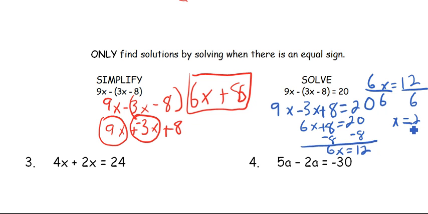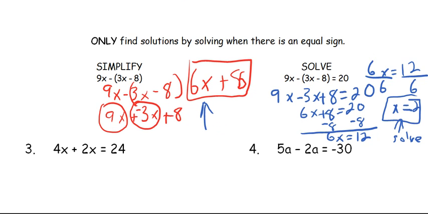Notice that we actually know what x equals here. This is solving. Blue is solving. Okay, this is simplifying. We don't know what x is over here where the red is. We know 6x plus 8. We don't know anything else. We don't know what anything equals.